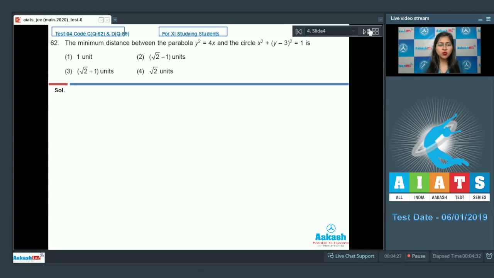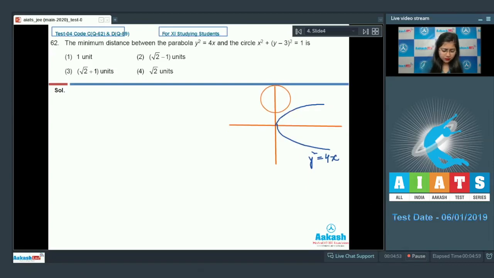Next is question number 62, which says that the minimum distance between the parabola y square equal to 4x and the circle x square plus (y minus 3) whole square equal to 1 is. So let us say this is the coordinate axis and let this be the parabola y square equal to 4x and this is the circle whose center is (0, 3) and radius is 1, right? So this is the x-axis and this is the y-axis.